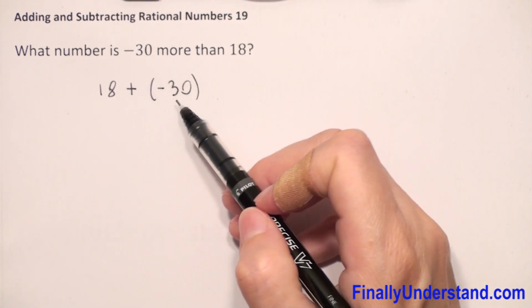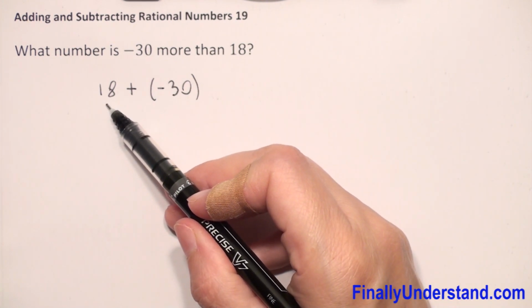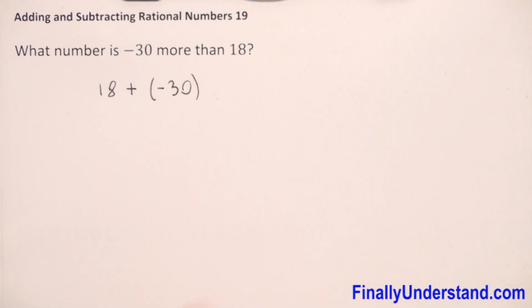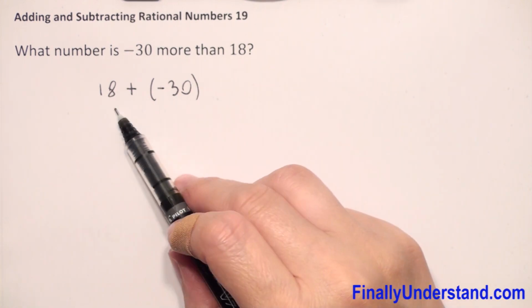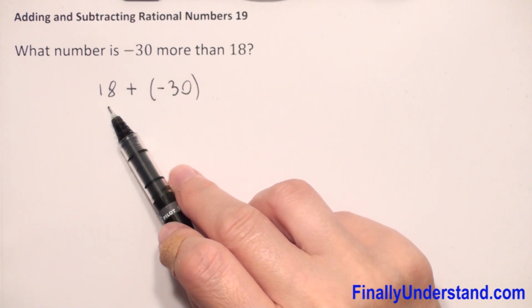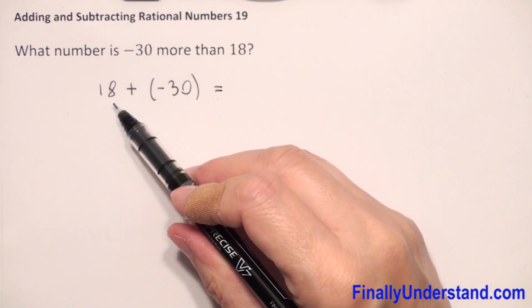What number is negative 30 more than 18? More, it means we have to add. And now we have addition of two integers. One is negative, one positive. So first we check which of these two numbers is greater.